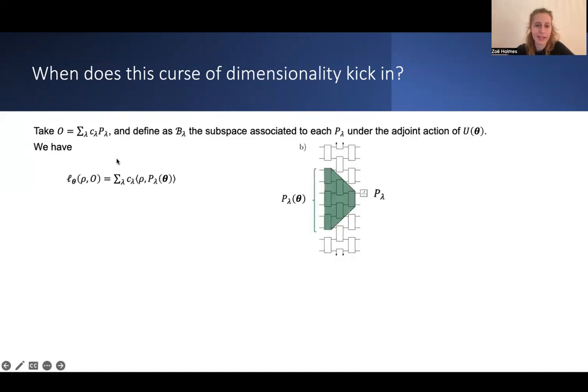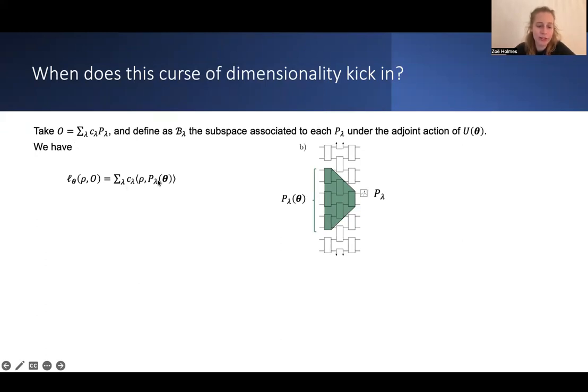Okay, so let's just pin this down a little bit more. Let's take an observable and expand it in terms of some basis. We can write it as a sum over lambda, c_lambda, P_lambda. And then we're going to define B_lambda as the subspaces associated to each of these terms as we Heisenberg evolve it backwards. So P_lambda of theta is just going to be the Heisenberg evolved component of our observable, and B_lambda is going to be the subspace that this thing lives in. So then we can write out the loss in this form. I've literally just substituted this expression into the term we had before.